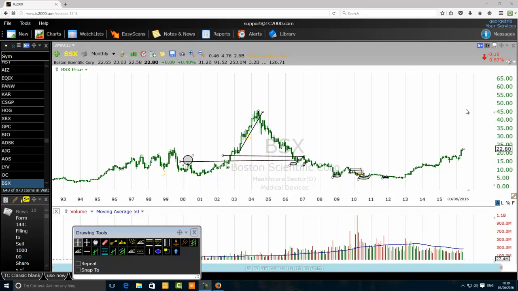How to begin waves count and forecast with precision.